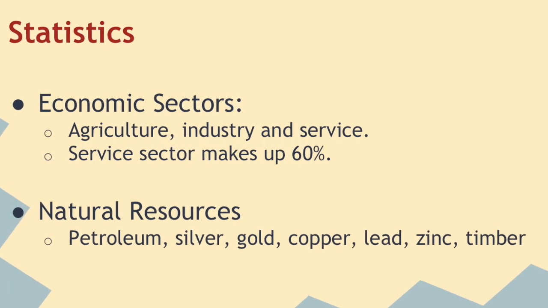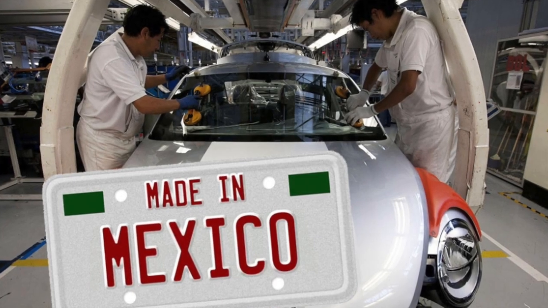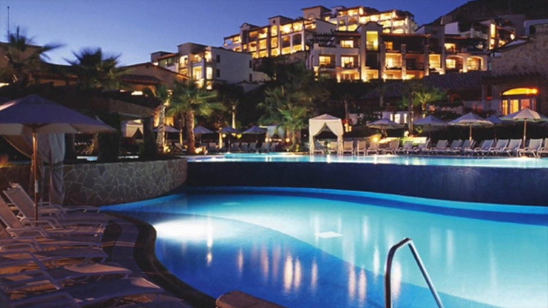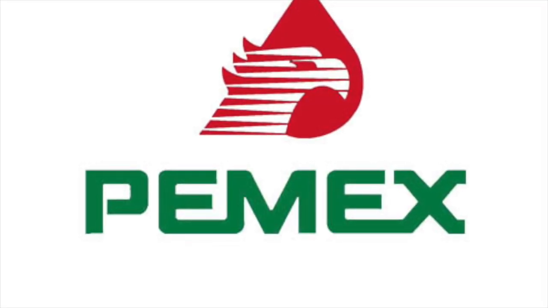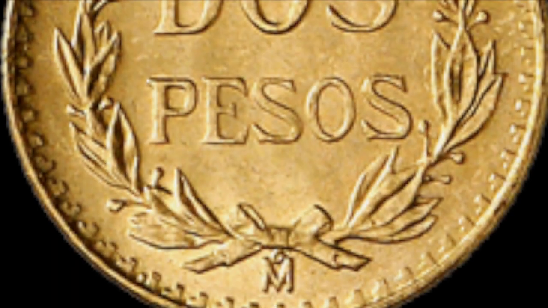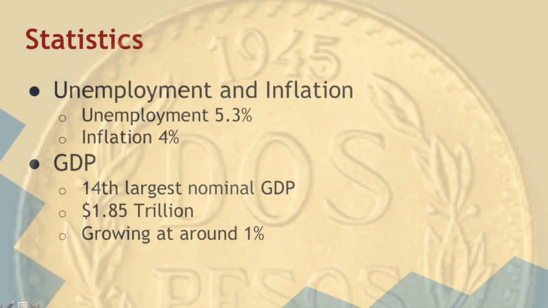Some basic statistics on the Mexican economy. Its economic sectors are broken up into three: agriculture, industry, and service. Service makes up the majority, with 60% of the Mexican economy dedicated to service. Its natural resources include petroleum, silver, gold, copper, lead, zinc, and timber.